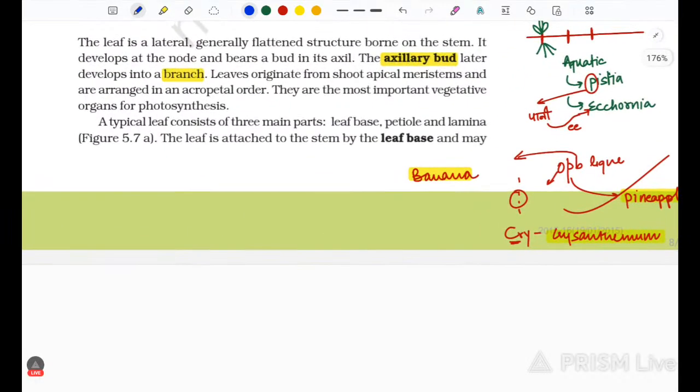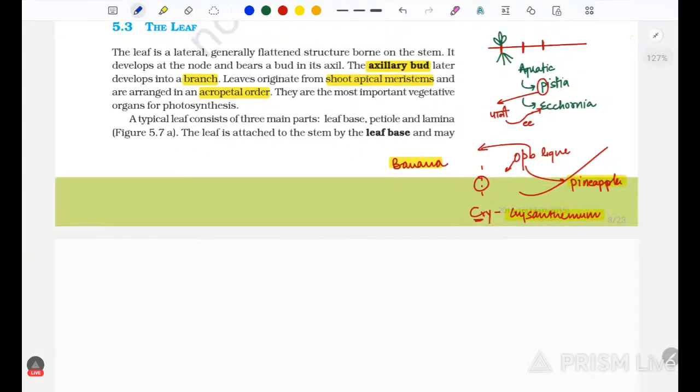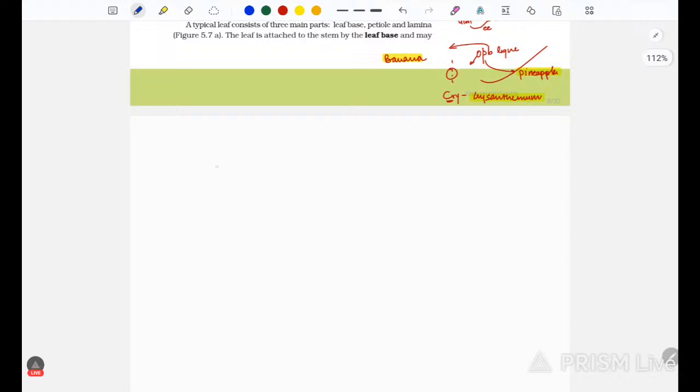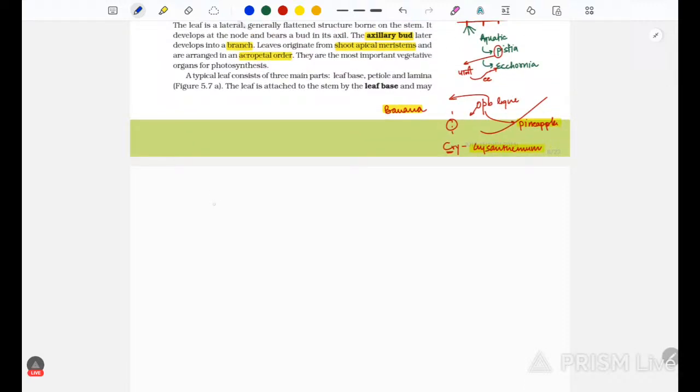After that, leaves originate from shoot apical meristems and are arranged in an acropetal order. They are the most important vegetative organs for photosynthesis. This everybody knows, but leaves originate from shoot apical meristem and are arranged in the acropetal order. Now I will teach you this. What does acropetal mean? Acropetal means going away.